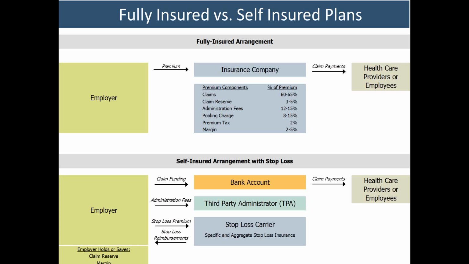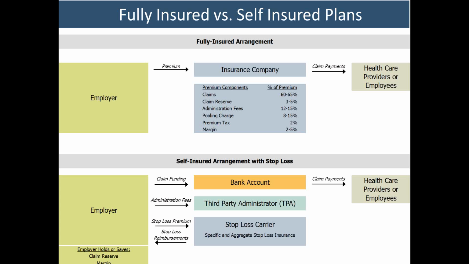About 60 to 65% of that premium goes towards your claims. 3 to 5% goes into claim reserves. Admin fees are 12 to 15% of that premium. A pooling charge, which is another name for a stop loss, is 8 to 15% of the premium. Then you have premium tax of 2%, which actually they're going to be adding an additional 2% to that here soon. And then they have the margin. Now the margin is what's called the fluff, and that's kind of where the fully insured carriers make their money.